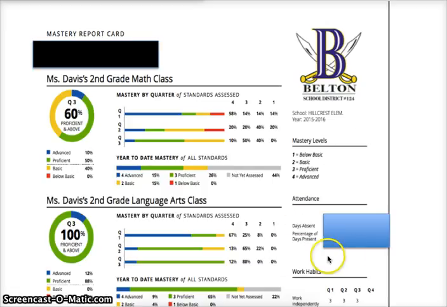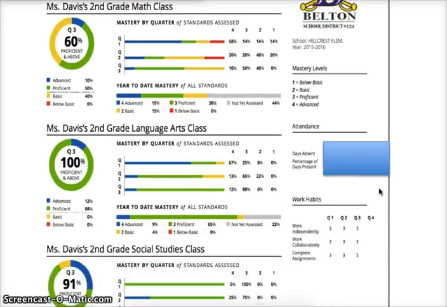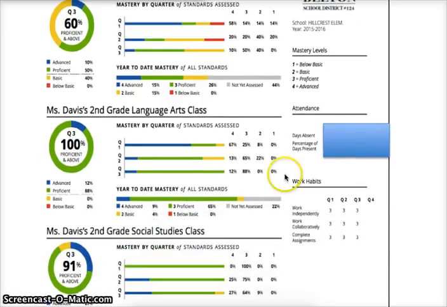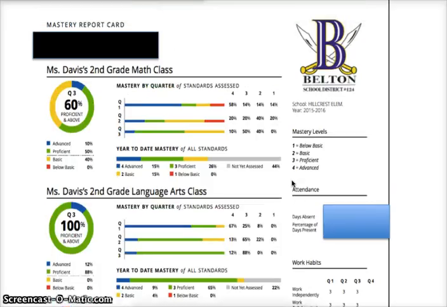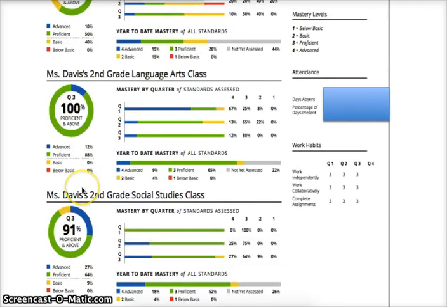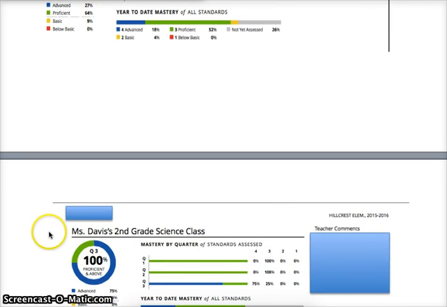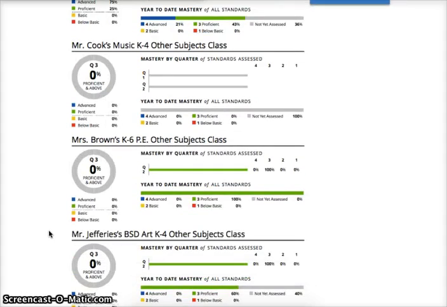You'll also notice down here days absent and percent of days present, and then you'll also notice the work habits. Again, that's the 1, 2, 3, or 4. Okay, so if you start at the top, there's math, language arts, social studies, and then science. Below that are all the special classes of music, PE, and art. Grades for specials come out 2nd quarter and 4th quarter, so you'll notice some of these might be blank because there's only grades for 4th quarter and for 2nd quarter.